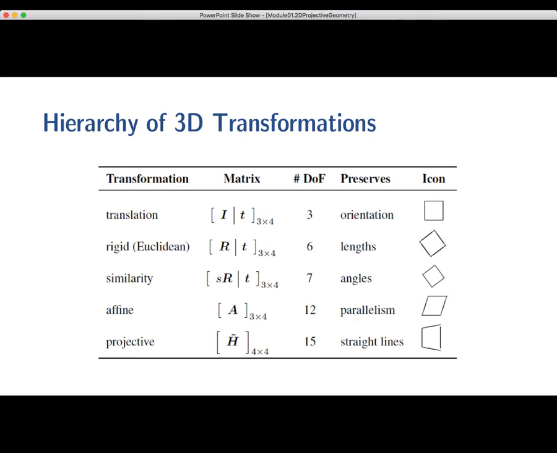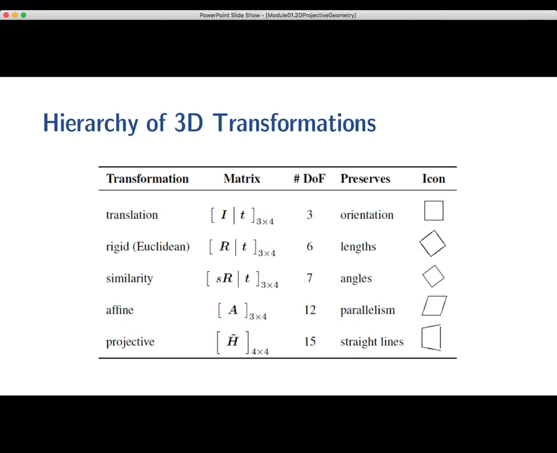Then you have rigid body transform. We also call that Euclidean transform, which is R pipe T, which is a 3 by 4 matrix that has now 6 degrees of freedom. Why? Because 3 coming from translation and 3 coming from rotation. Okay, and lengths are preserved here. Then you talk about similarity. Similarity is still one scale factor because similarity means you have equal scaling on all axes. So one additional scale factor, which means 7 degrees of freedom, and angles are preserved here.